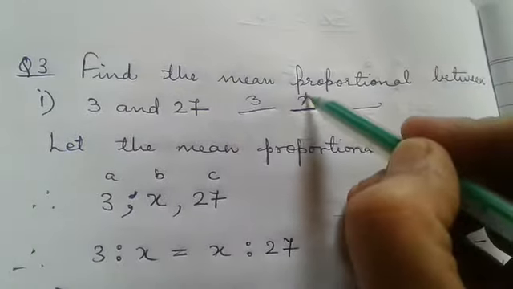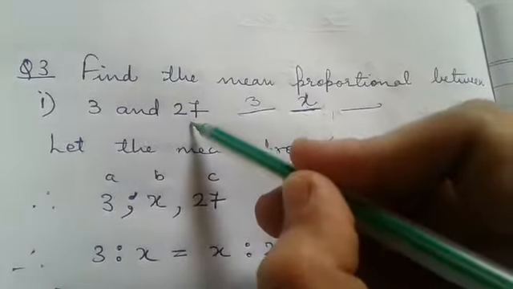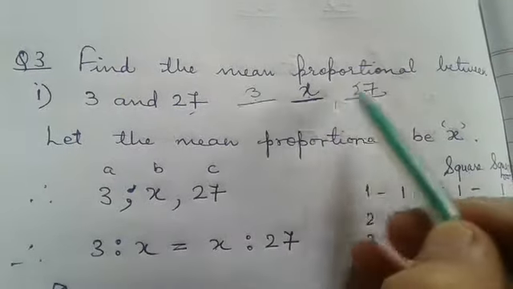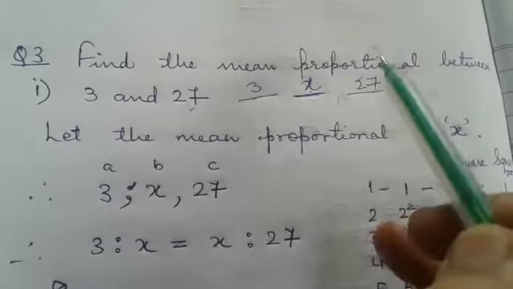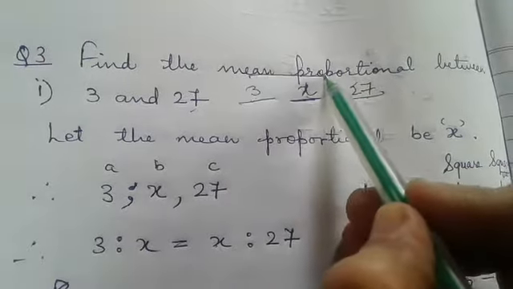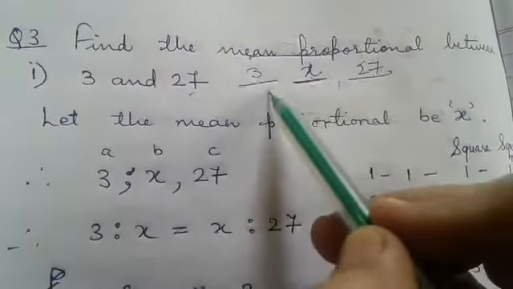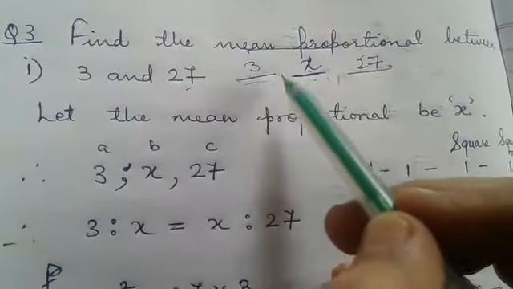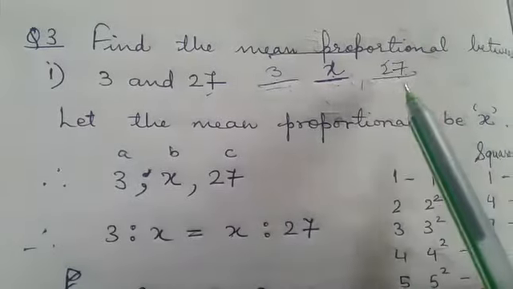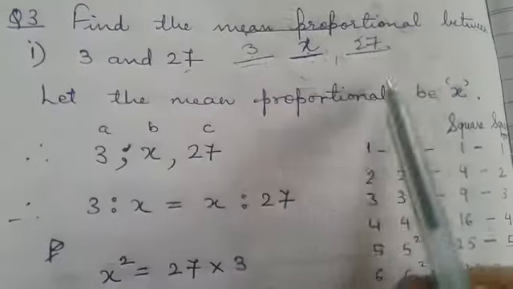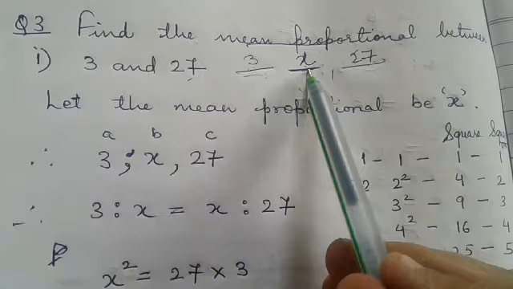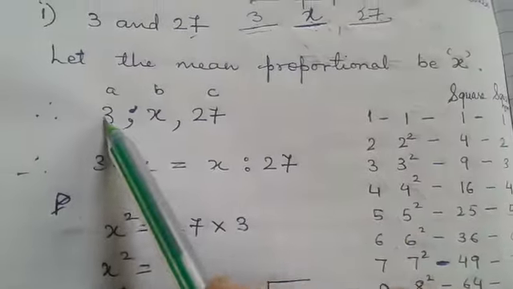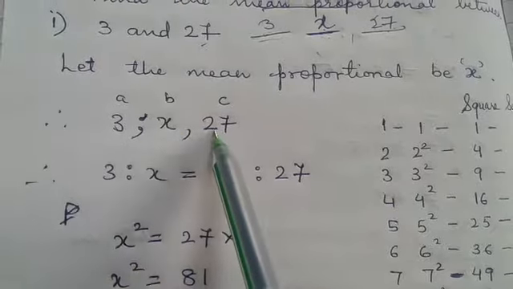So let the mean proportional be x and the third proportional is 27. So the sequence is 3, x and 27. Why? Because the mean proportional is asked. First you can write it like this so that you can arrange it properly. So let the mean proportional be x, the middle term. We will write it here to understand: 3, x and 27.